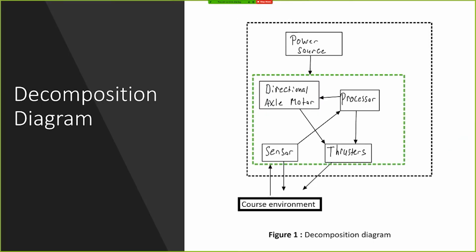For our decomposition diagram, we start with the power source that will be sending power to all 4 different components of the hovercraft. Starting with the sensors, they will be sensing information from the course environment, then sending data to the processor, which will then process that data and send it back either to the directional axle motor or to the thrusters, depending on the situation.